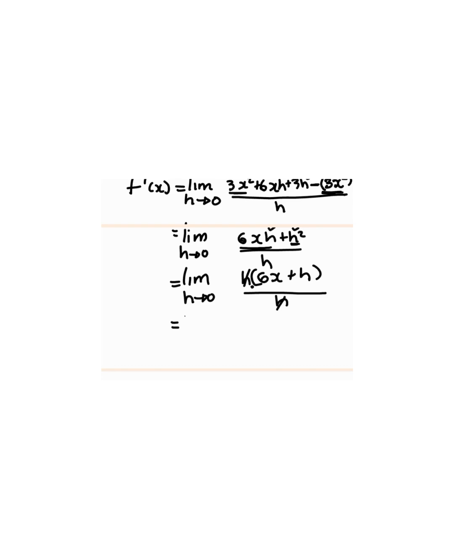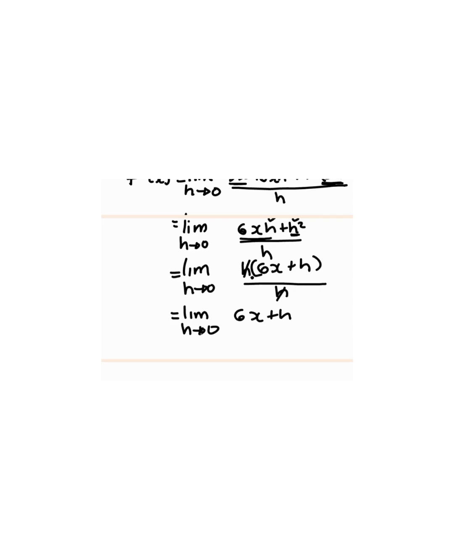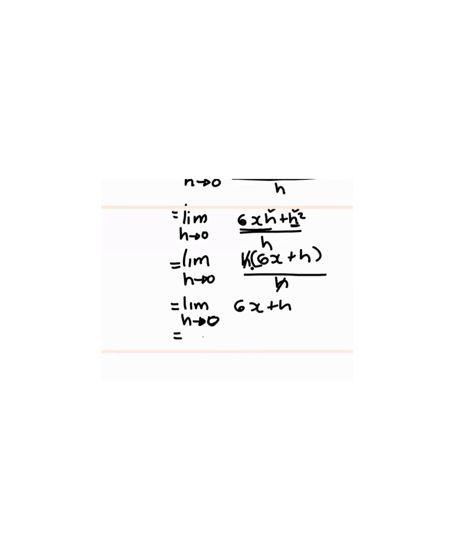Now it means our limit as h tends to 0 is 6x plus h. And then now, because we are saying as h tends to 0, it means we are making our h 0, then the final answer is going to be 6x. So your f prime x is 6x, and that is our final answer.